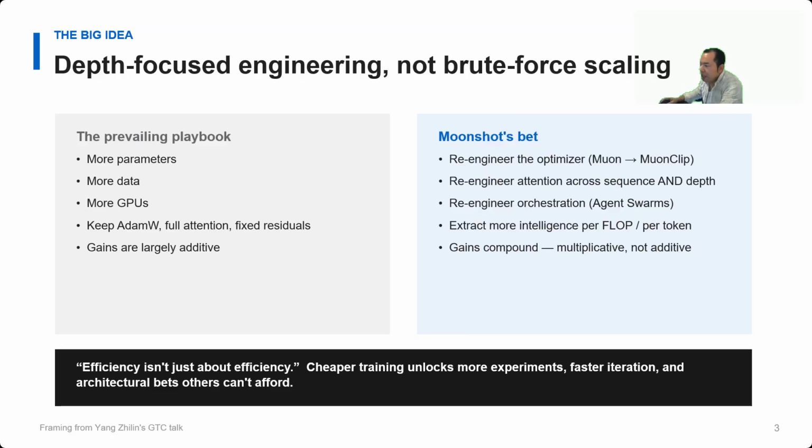The line at the bottom is the money sentence. Yang's point is that efficiency isn't just about efficiency. When training is cheaper, you can run more experiments, iterate faster, and afford architectural bets that pure scaling labs simply cannot make. Efficiency becomes a strategic weapon, not just a cost line. So keep that in mind for everything that follows in the next slides.